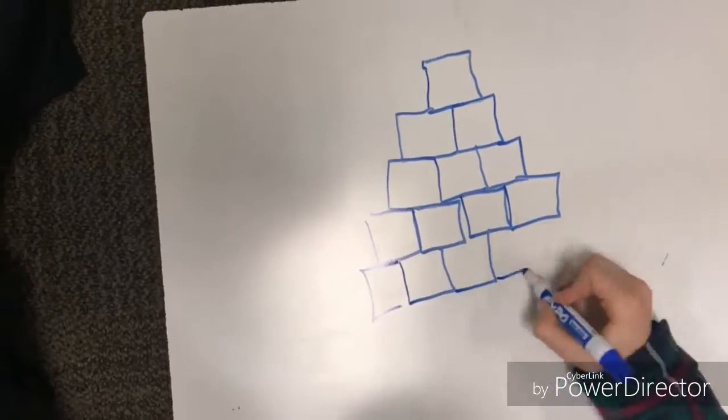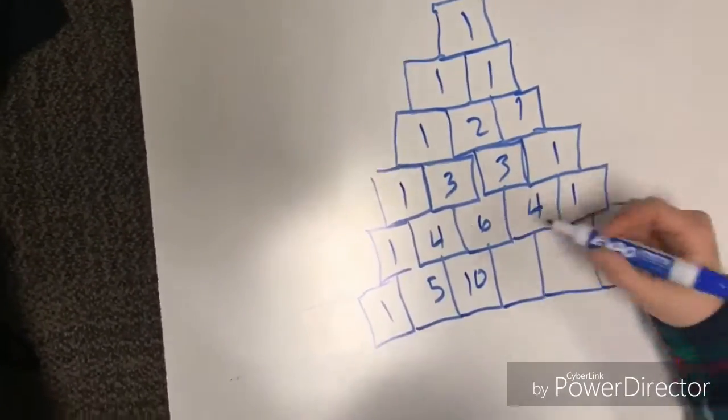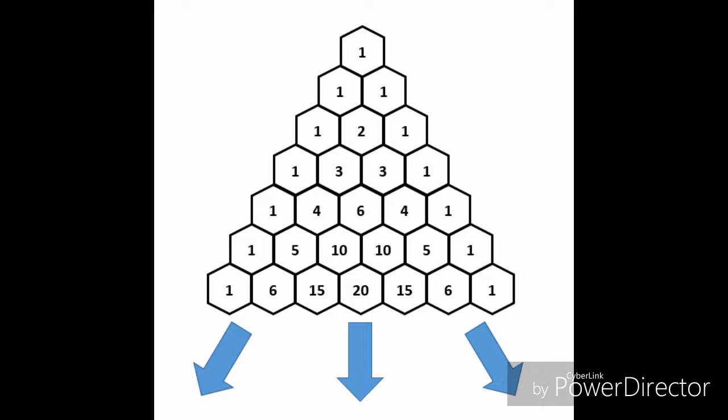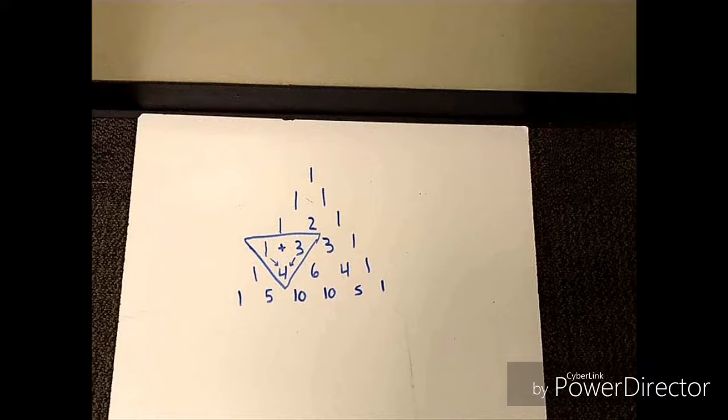Pascal's triangle is formed by beginning with 1 at the top, and any given number in the triangle is the sum of the two above it. For example, if there is a 1 and a 3 next to each other, the number directly below and between them will be a 4, because 1 plus 3 is 4.